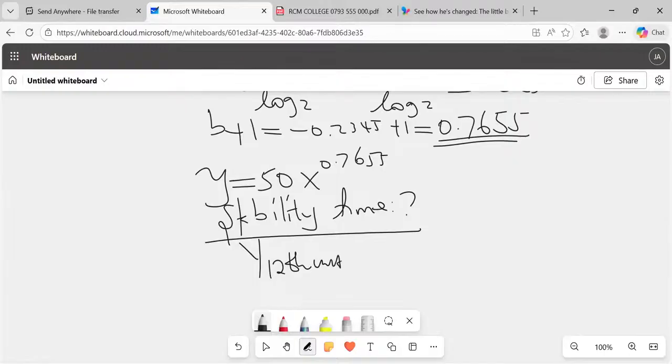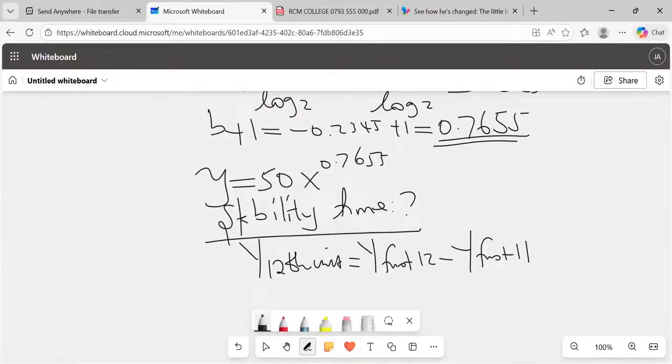Which is the time for which unit here? The 12th unit. Time for the 12th unit. What do we do here? This needs expansion. So it will be y first 12 minus y first 11.